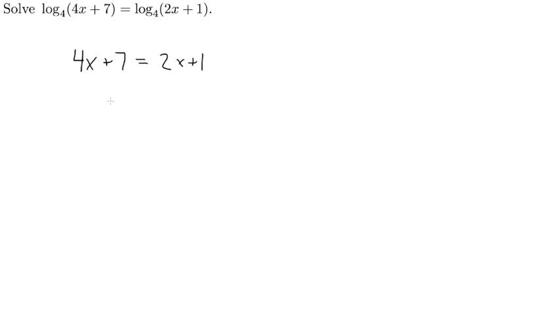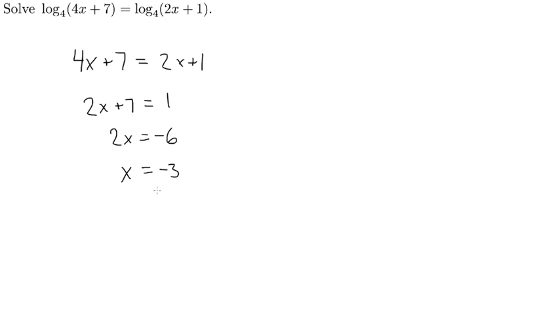So this is a nice, simple linear equation. Let's subtract 2x from both sides. So 2x + 7 equals 1. Subtract 7 from both sides. So 2x equals -6. So x equals -3. All right, so no big deal. Seems like x equals -3 is going to be our answer.